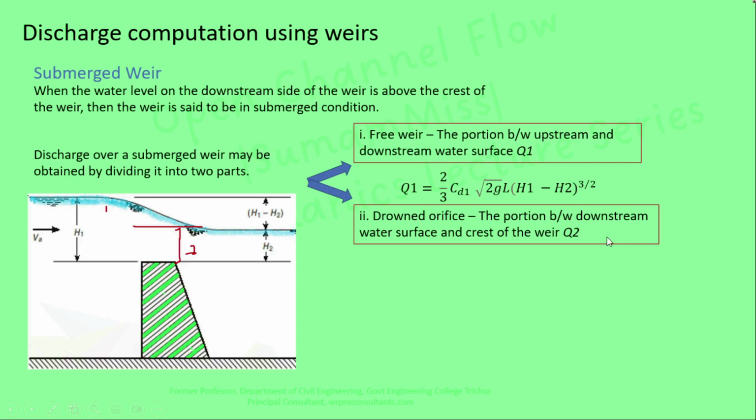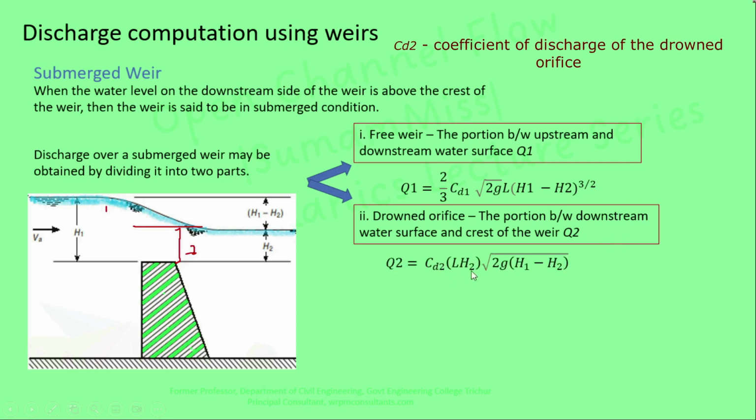So Q2 equal to CD2 into L into H2, where L is the length of the weir and H2 is the depth of water available. This gives the flow area, multiplied by velocity, and velocity depends upon the head difference between these two. So it is equal to root of 2g into (H1 minus H2). So the total discharge Q is equal to Q1 plus Q2.